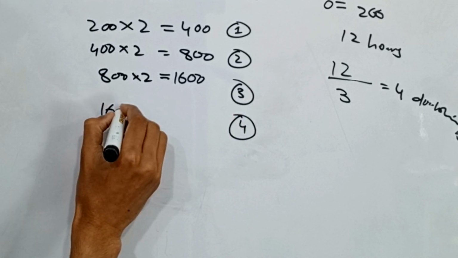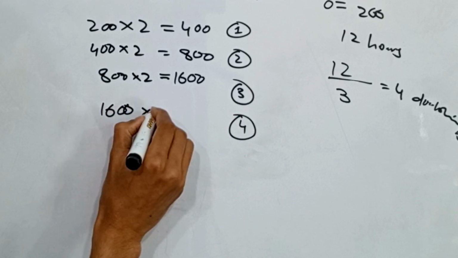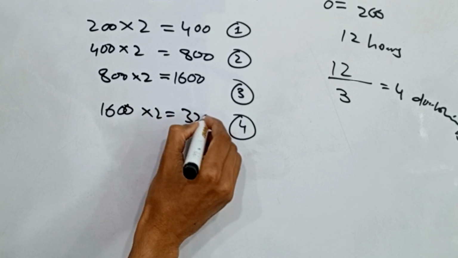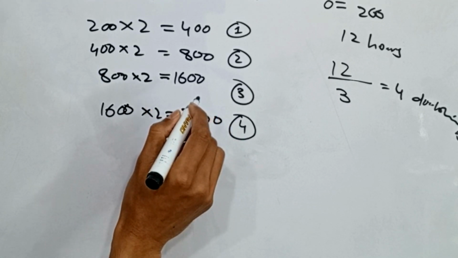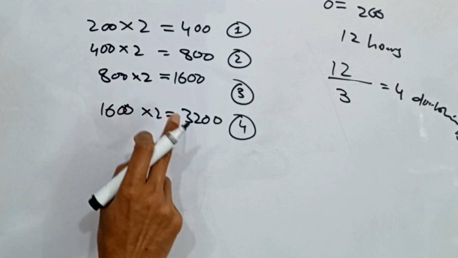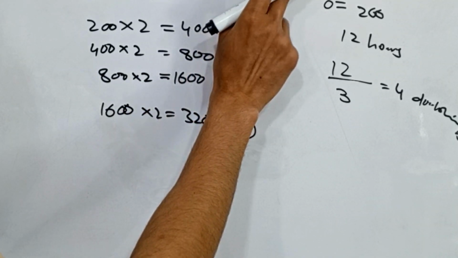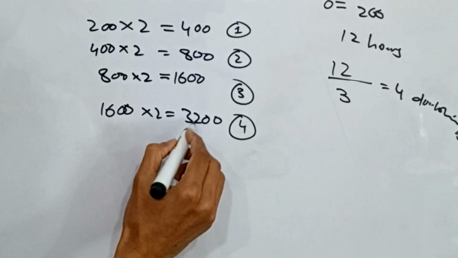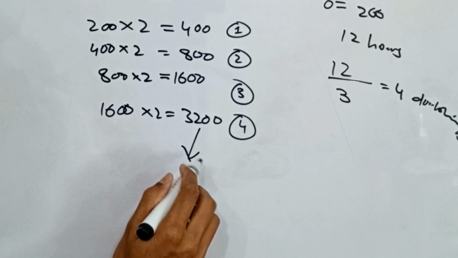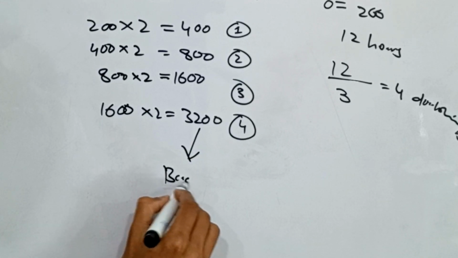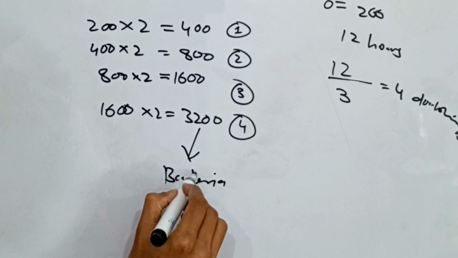So 1600 multiplied by 2 equals 3200. So after 12 hours there will be 3200 bacteria.